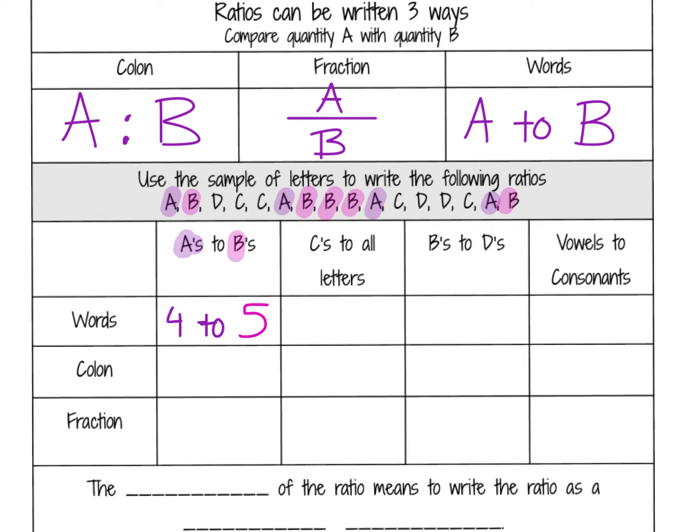And you always go in the list order first. So since it listed A first, we put that number first. Since we listed B's second, that number goes second. So the order does matter. Okay, and then in colon form, instead of the word "to," I'm going to write a colon, 4 to 5. Then as a fraction, the first number always goes on top, so 4 over, the second number goes on bottom, 5.